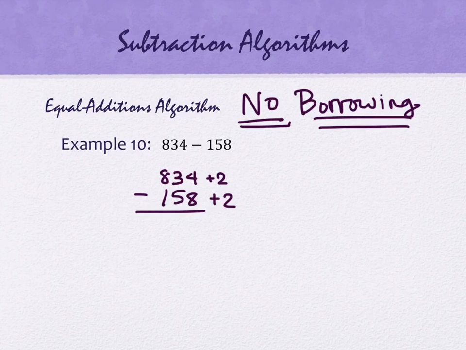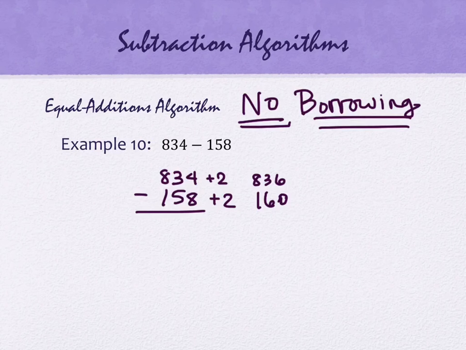So I know we're going to eventually try and subtract this, but our goal is to avoid borrowing. So I'm turning the 158, by adding 2, into what? 160. And by design, when I add the 2 to the 834, I will get what? 836. Now, the ones column is good to go, right? 6 minus 0, fantastic, no borrowing.